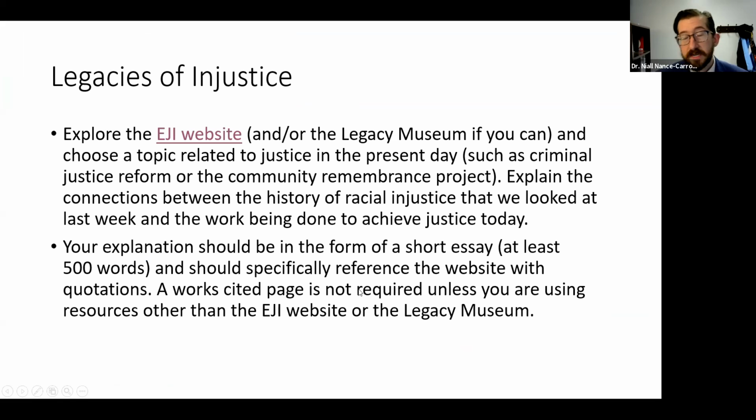So the next one, after they've done the legacies of racial terrorism, for week 2, they do legacies of injustice. And so if they didn't make those connections to present day that first week, then they have a chance that it's reinforced. Now they're going to look at ones that are more contemporary, since much of the EJI work isn't just about the past, but about bringing this to the present. So criminal justice reform or community remembrance projects of victims of lynching, they can see those connections.